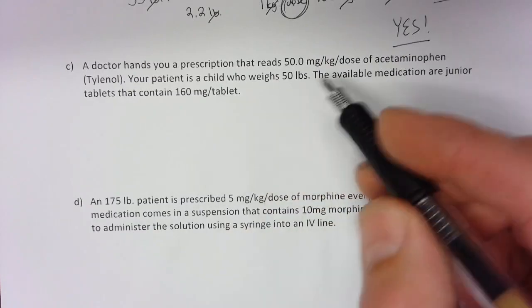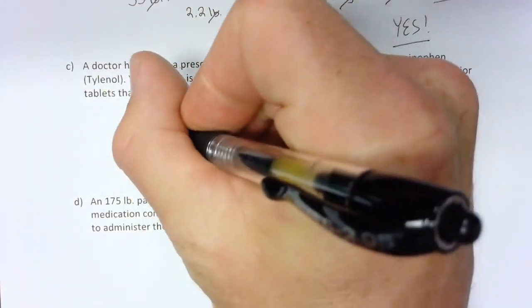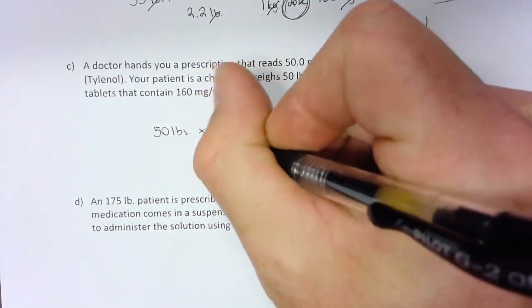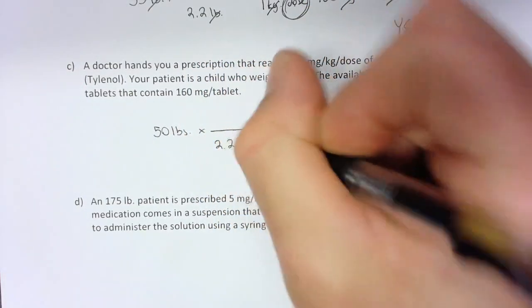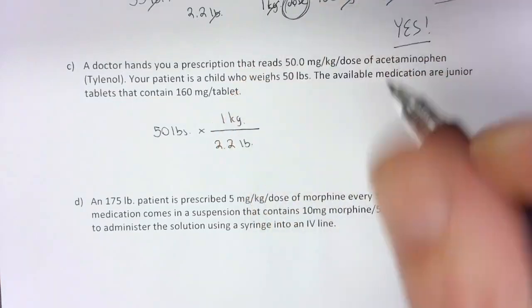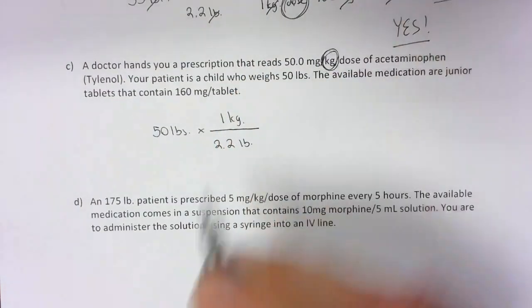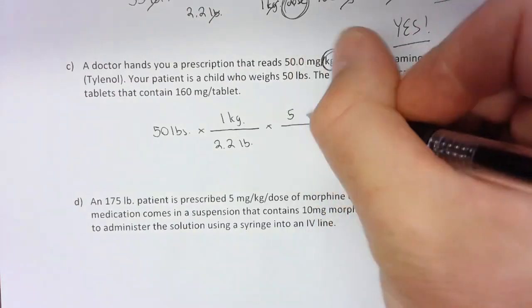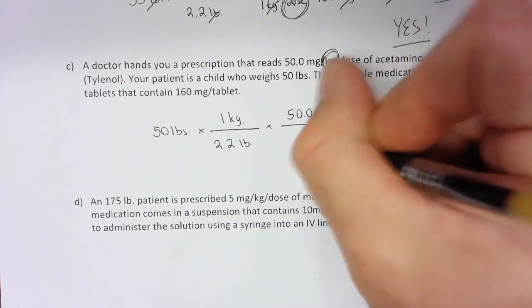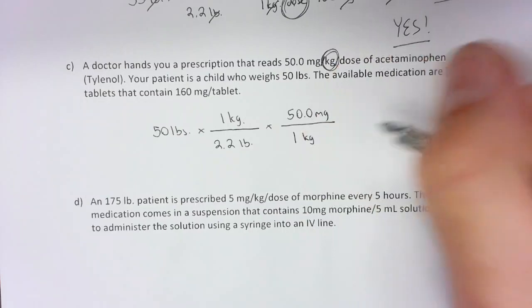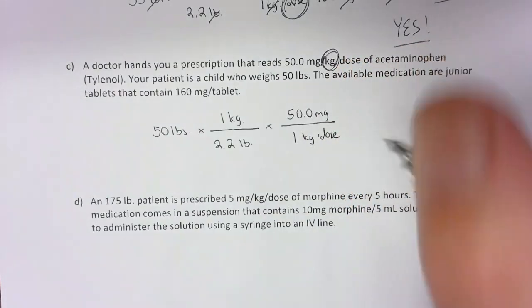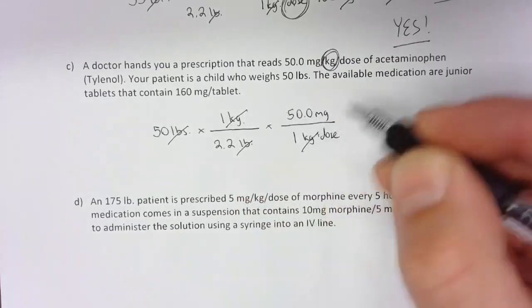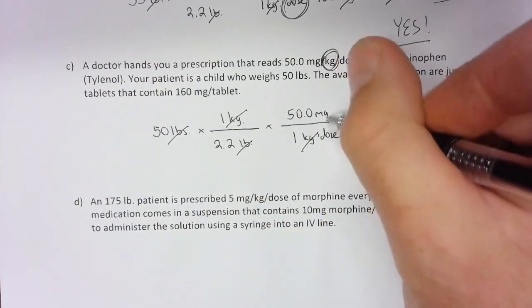So let's begin with 50 pounds, just like we have in the last several problems. 2.2 pounds per kilogram. Again, we're doing that because our dose is in terms of kilograms. 50 milligrams per kilogram per dose. Cancel out pounds, cancel out kilograms. Now we're left with milligrams per dose, but again, not interested in milligrams.